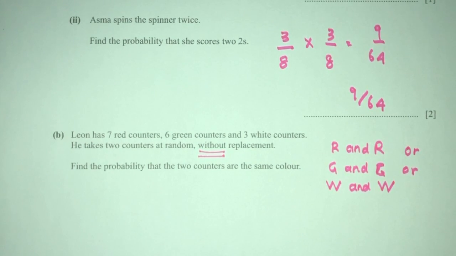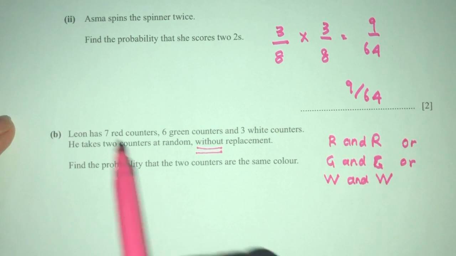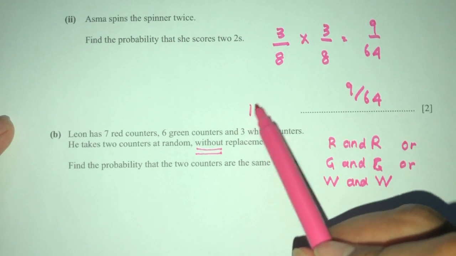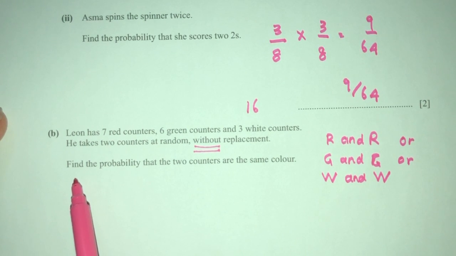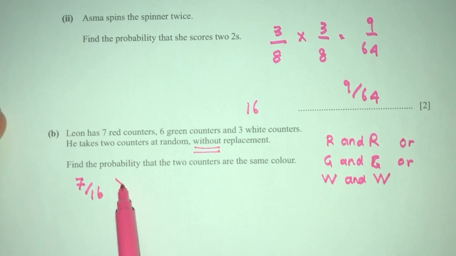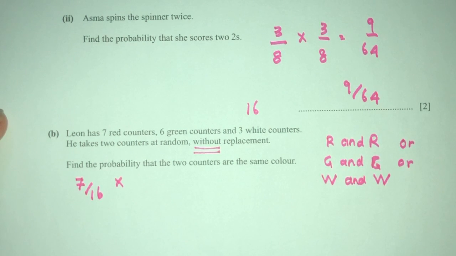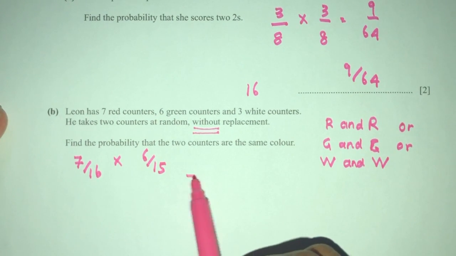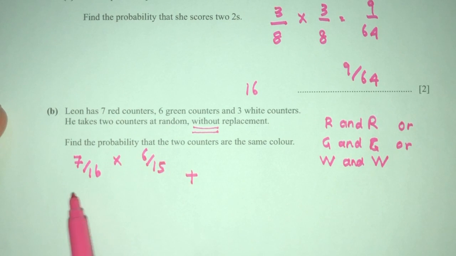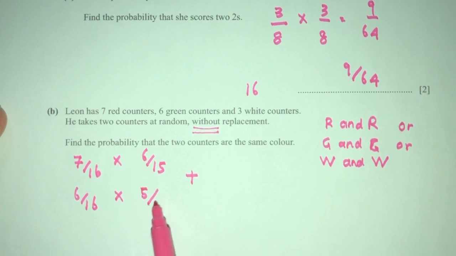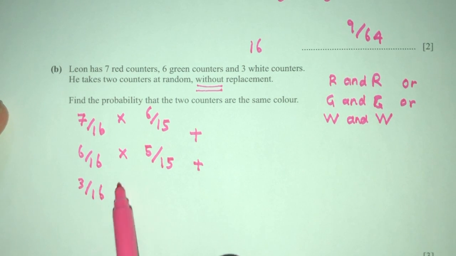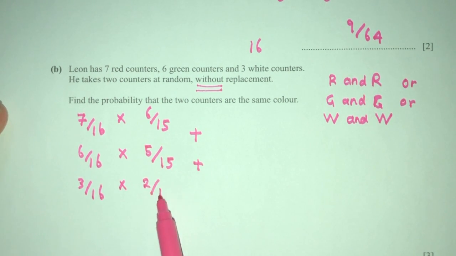Okay, so now what can we do? So we have red and red. In total, we have 7 plus 6 plus 3, that should be 16 counters in total. So red and red, first pick will be 7 red over 16. Red again, because we have taken 1 away and without replacement, the next pick will have 6 red over 15, right? Or means plus. Green and green, green we have 6 at first, 6 over 16. Now since we took 1 green already, we will only have 5 remaining over 15. Or white, we have 3 white, so 3 over 16 times 2 over 15.